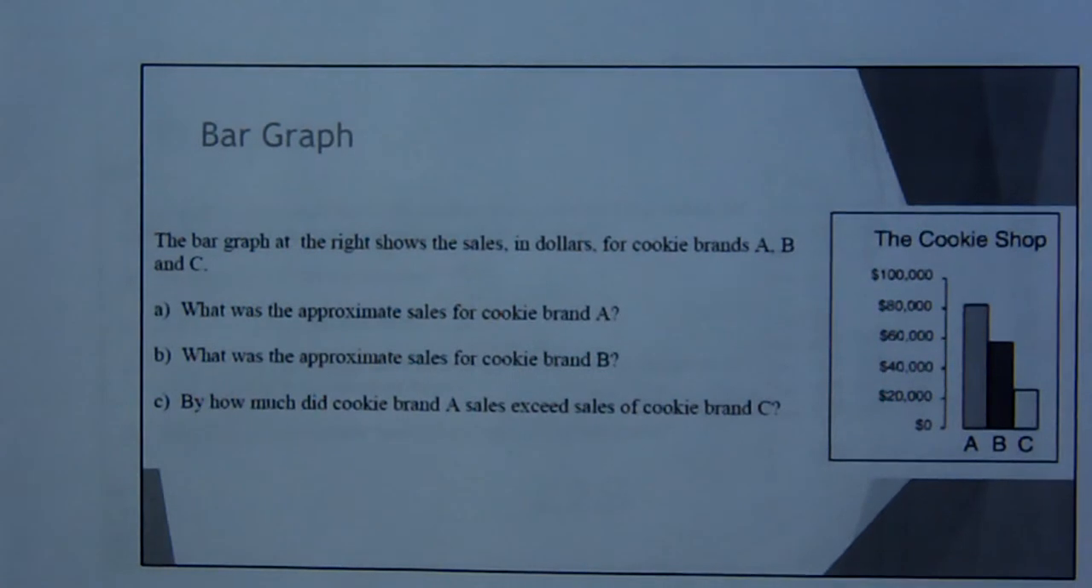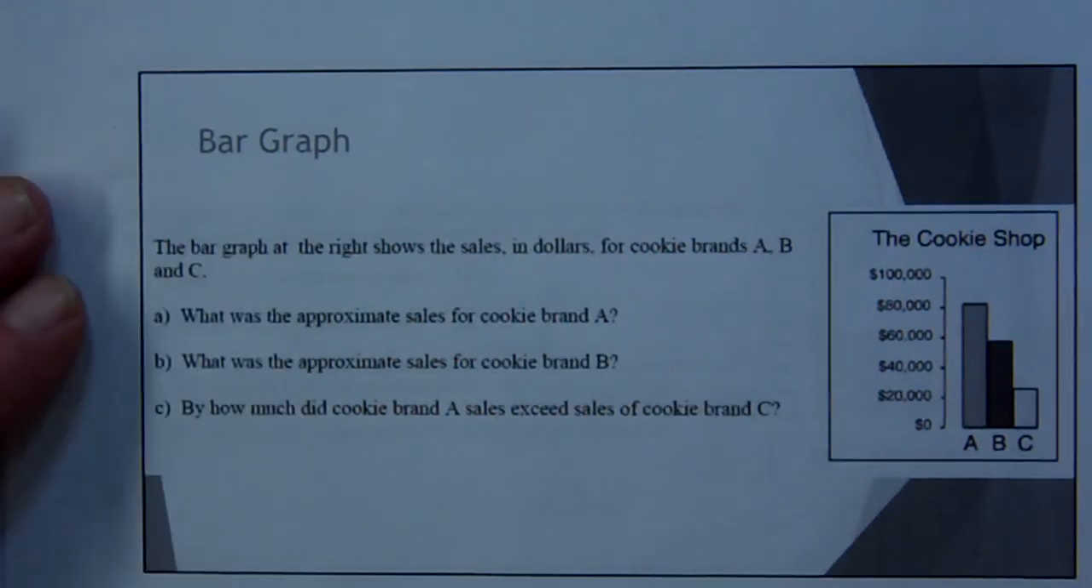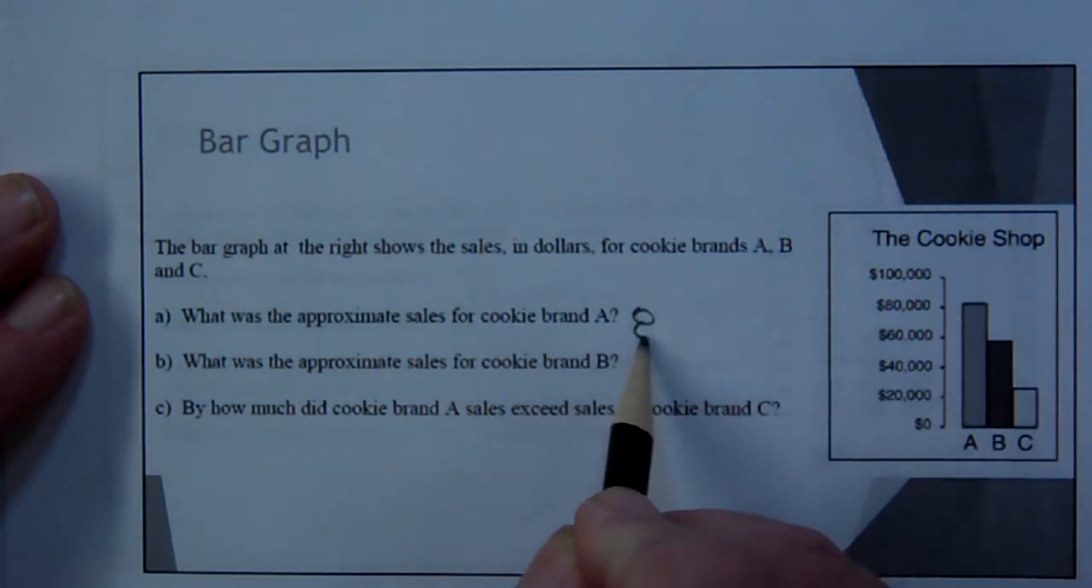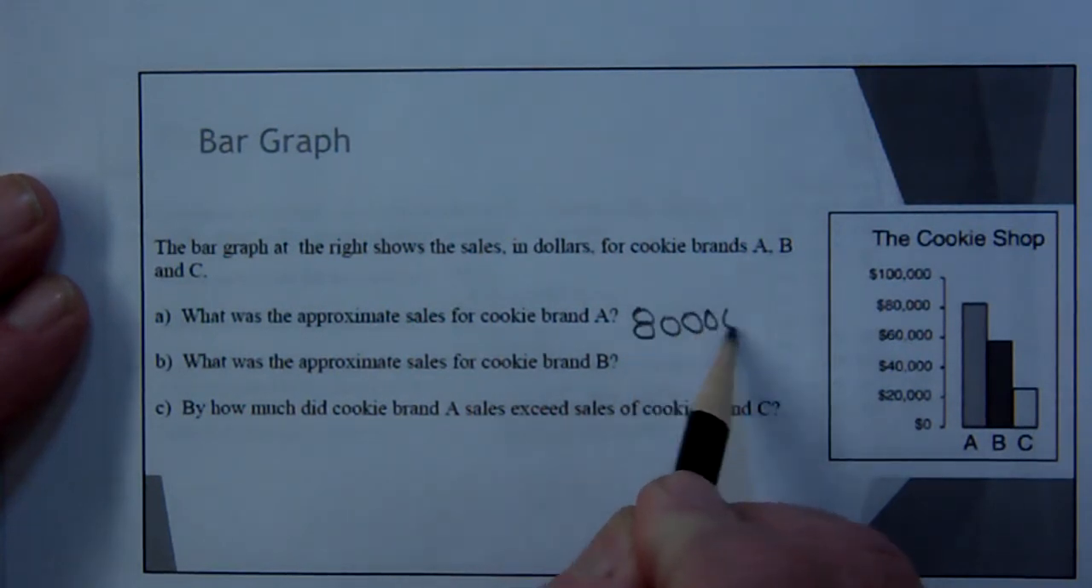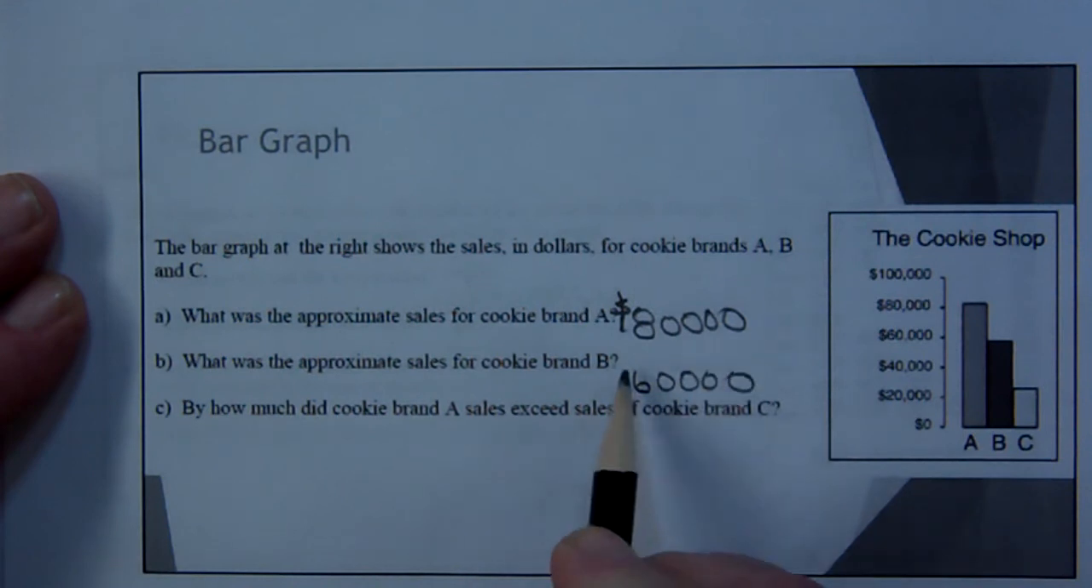Bar graphs are useful for showing comparisons, and this bar graph shows cookie sales that were sold for brands A, B, and C, different kinds of cookies. So we look and answer the question, what was the approximate sale for cookie brand A? We look at the chart and we say, oh, it's a little bit above 80,000, but approximately it is $80,000. If we look at B, we can see that less was sold for B, and I'm going to say that is approximately $60,000. It's a little bit less than that based on the chart.